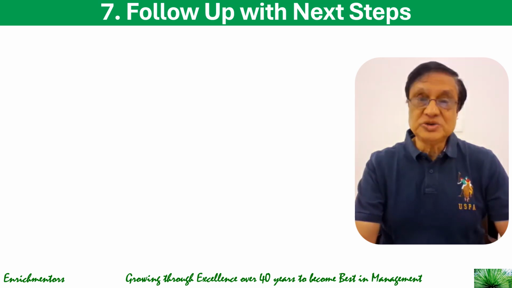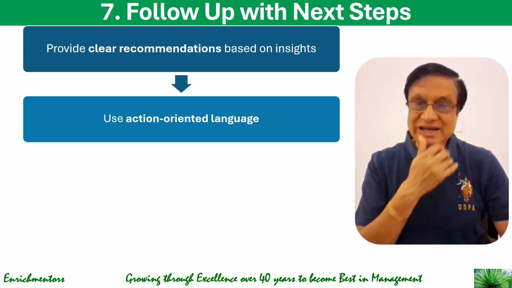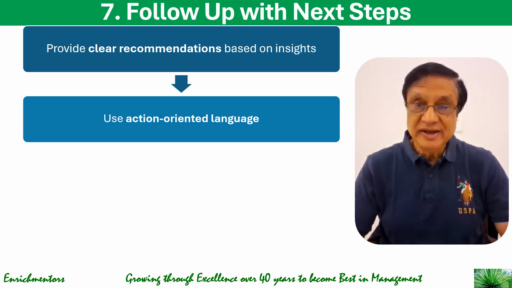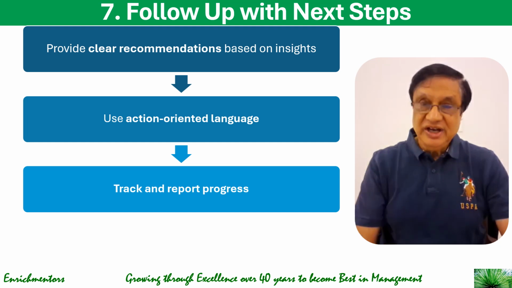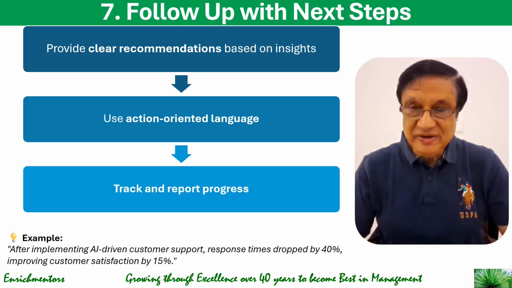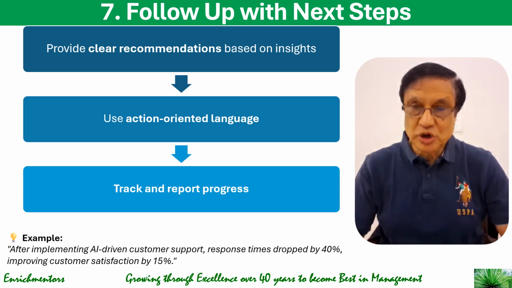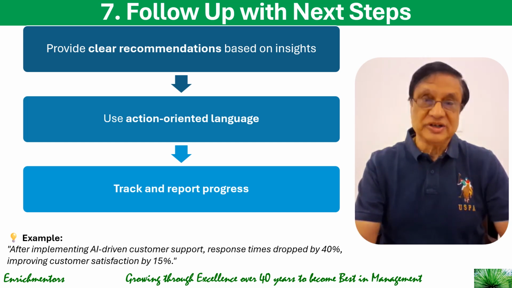Another thing you need to do is to follow up with the next steps. Now you need to provide clear recommendations based on the insights that you have using the story. Use action-oriented language like launch a pilot program by Q2 and track and report progress to show the impact of the decision. An example of that would be, after implementing AI-driven customer support, response times dropped by 40%, improving customer satisfaction by 15%. So you need to provide such clear recommendations, action-oriented, and track and report progress.